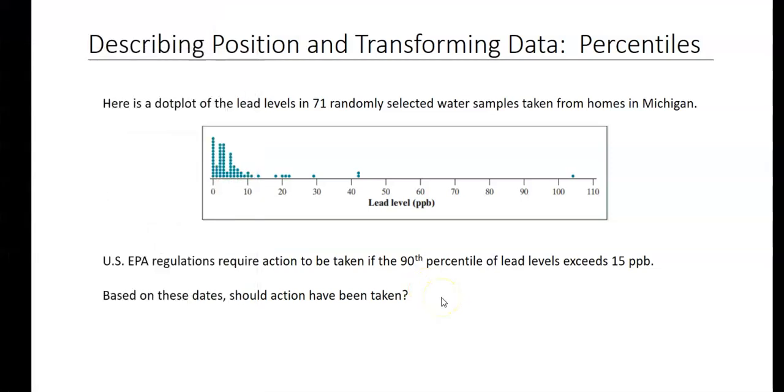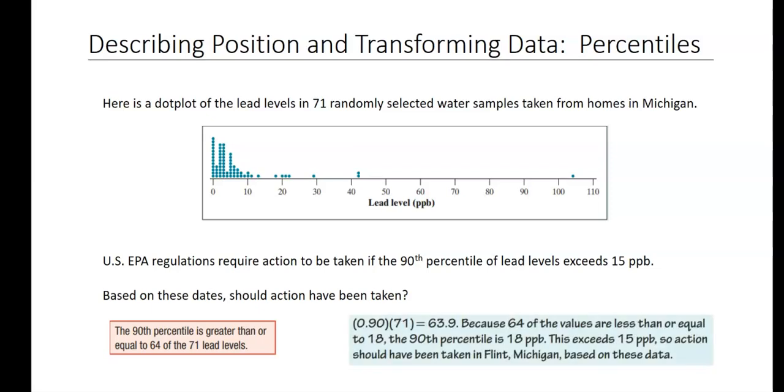So if the 90th percentile exceeds that, because 64 of the values are less than or equal to 18, the 90th percentile is 18 ppb. This exceeds 15 ppb, so action should have been taken. I figured that out a little differently. I looked at 15 ppb and I actually liked their way better.